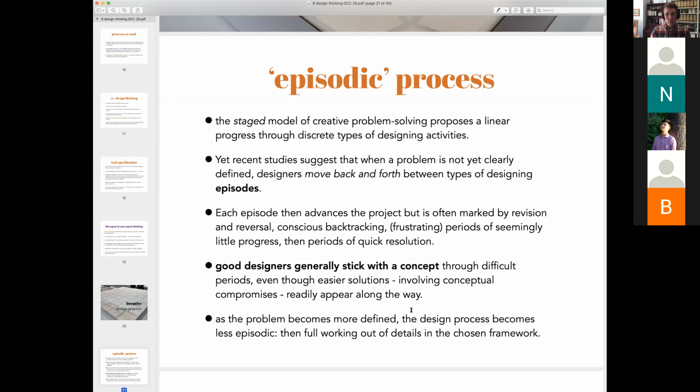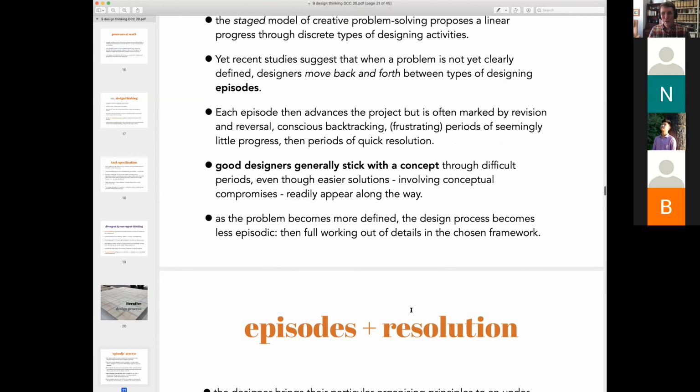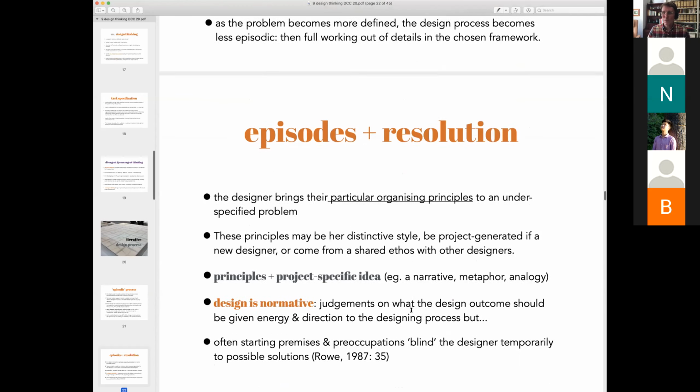Research shows that as the problem's more defined, it's less episodic, less jumping backwards and forwards between the divergent and the convergent and the testing. Once things fall into place, then it's often a very quick resolution of the details. That's when the interns in architecture get put onto the modeling and filling in the details, drawing the drain pipes and the stairs and all those kinds of things.